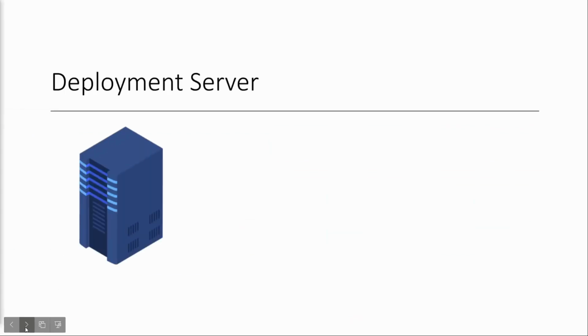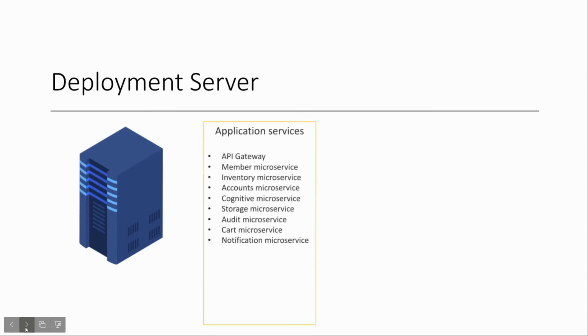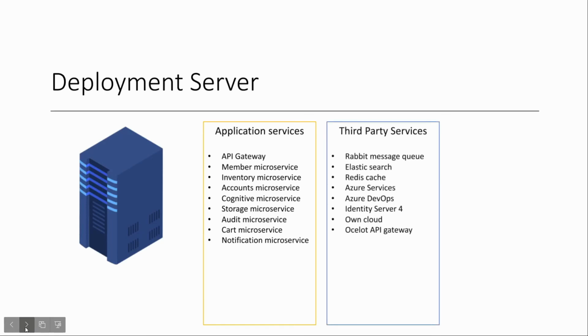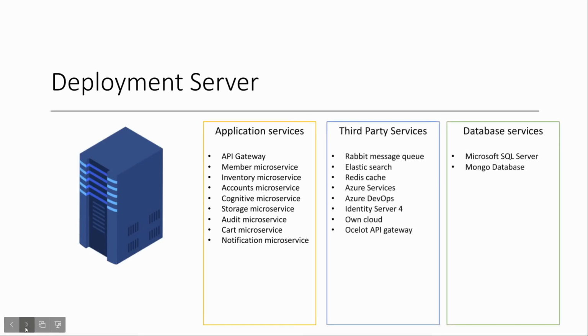I have created a virtual machine where I have installed Windows Server 2016. This server divides into three sections: application services, third-party services, and database services. CleverTalker services are known as application services. Third-party services are supporting services used in application services, and database services are the ones where application data is stored. This is an overview of my application architecture.